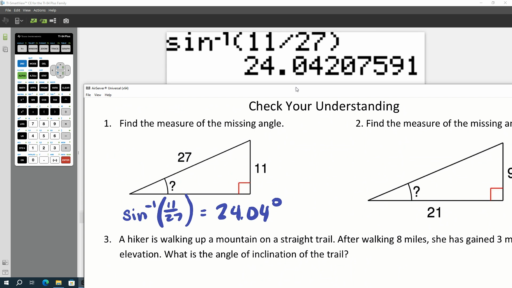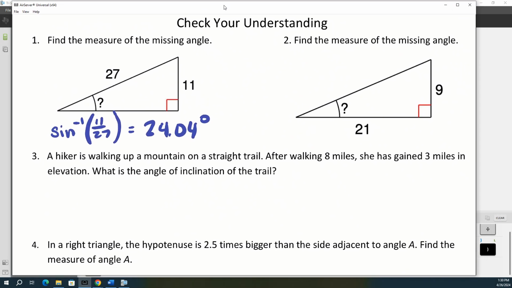All right, so you guys try 2 on your own. Set it up, please, and type it in to find that missing angle.